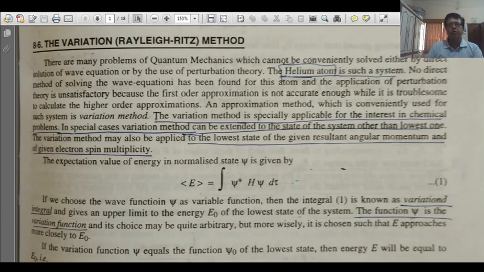Today's lecture is on the variational method in quantum mechanics. This method is also known as the variation Rayleigh-Ritz method.